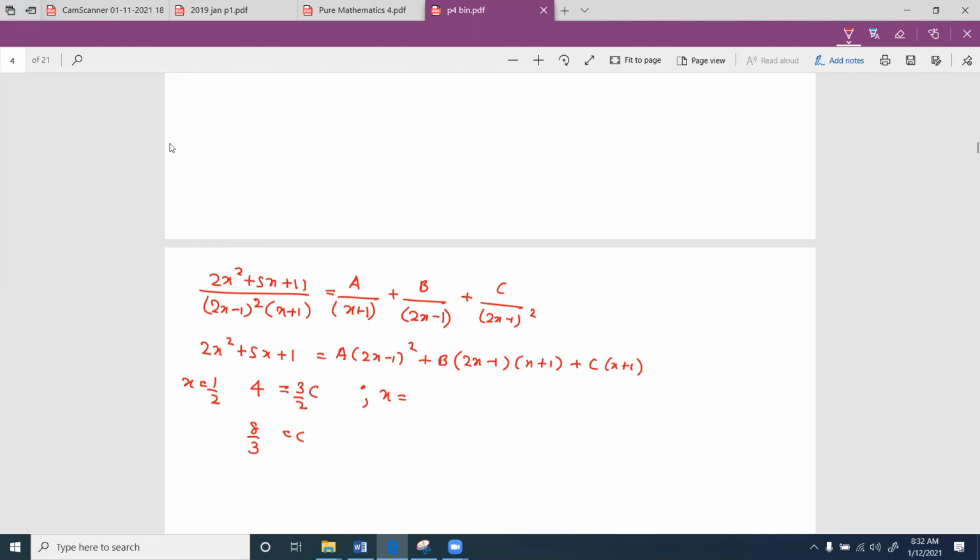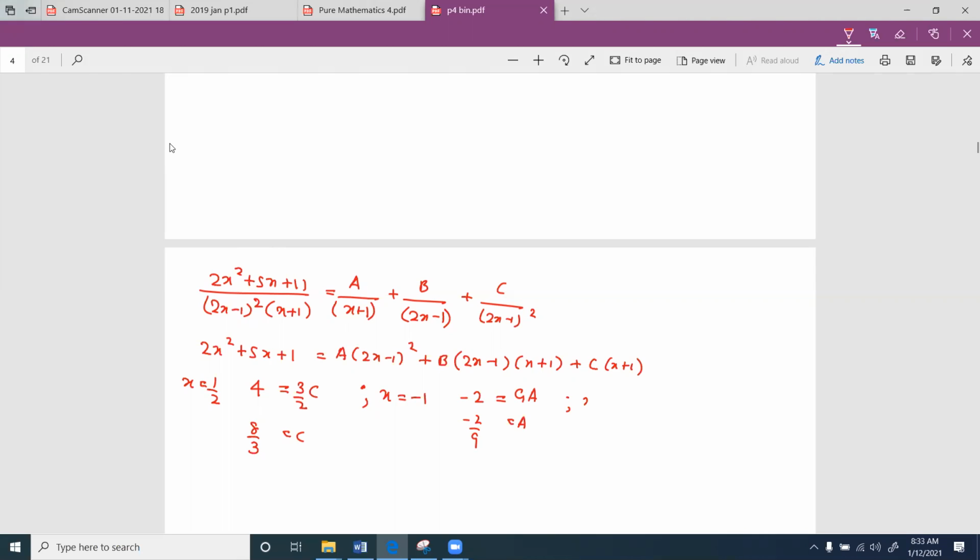If you substitute x equals to minus 1, you can see these two terms get cancelled. If you put minus 1 over here, that is turned up to 2 minus 5 plus 1, that's turned up to minus 2, is equal to, these two terms get cancelled. If I put minus 1, minus 3, it's 9, 9a. Therefore, a becomes minus 2 over 9, right?